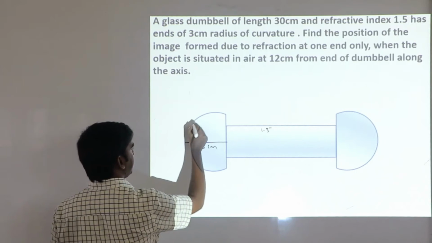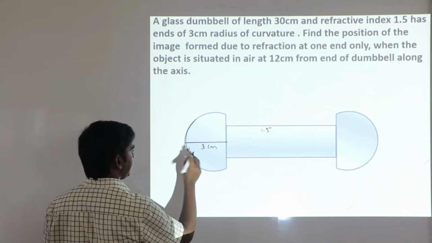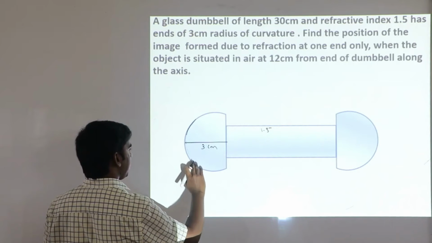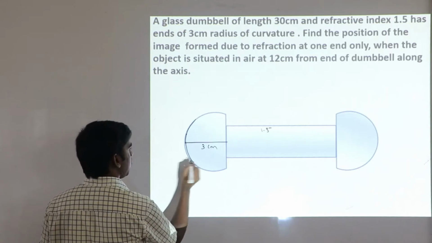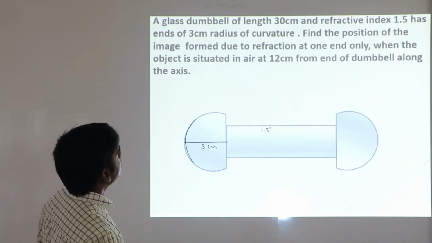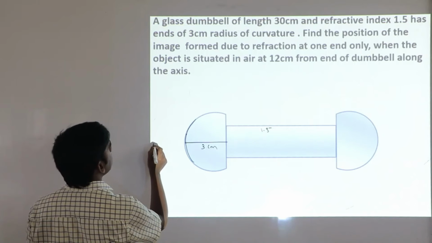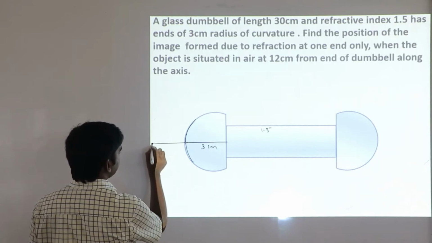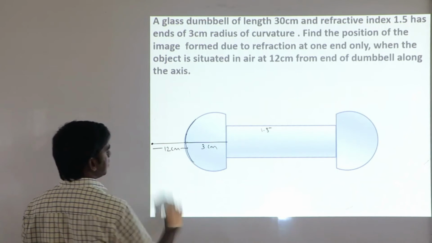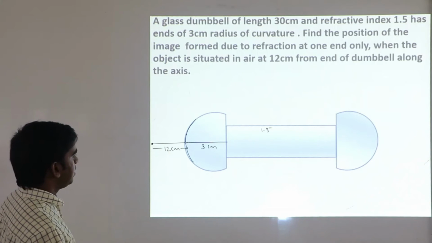Only one end, so I will take this as one end. They are asking the position of the image formed by refraction at one end, when the object is situated 12 centimeter from the end of the dumbbell along the axis. So the object is going to be here at 12 centimeter. They are asking for the image distance.